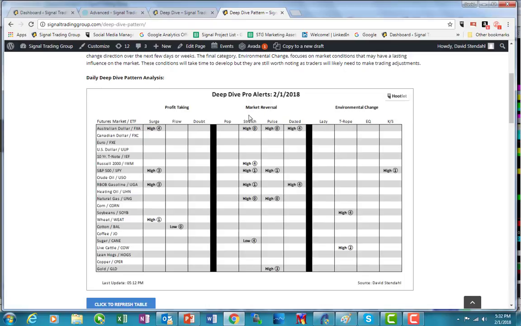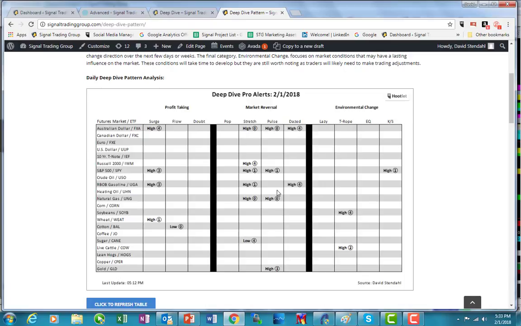The most important to me is always the reversal. It's the one in the middle. Profit taking is instances where you want to obviously take profits. It's assumed that you're long or short that particular market, and then when you have an instance where you have a high, you want to take profits on your long. So if you have a low, you want to take profits on your short side.